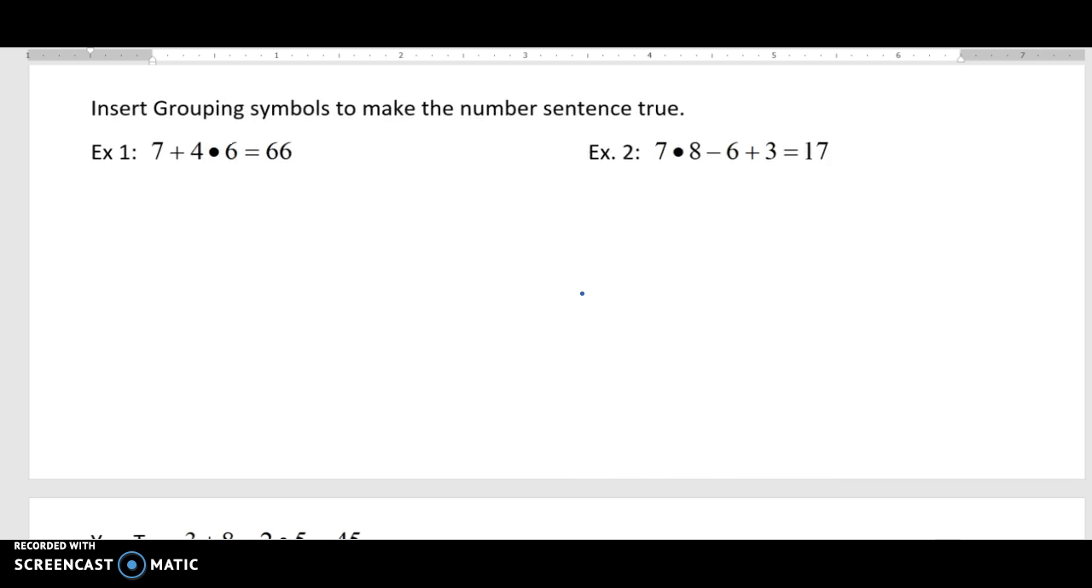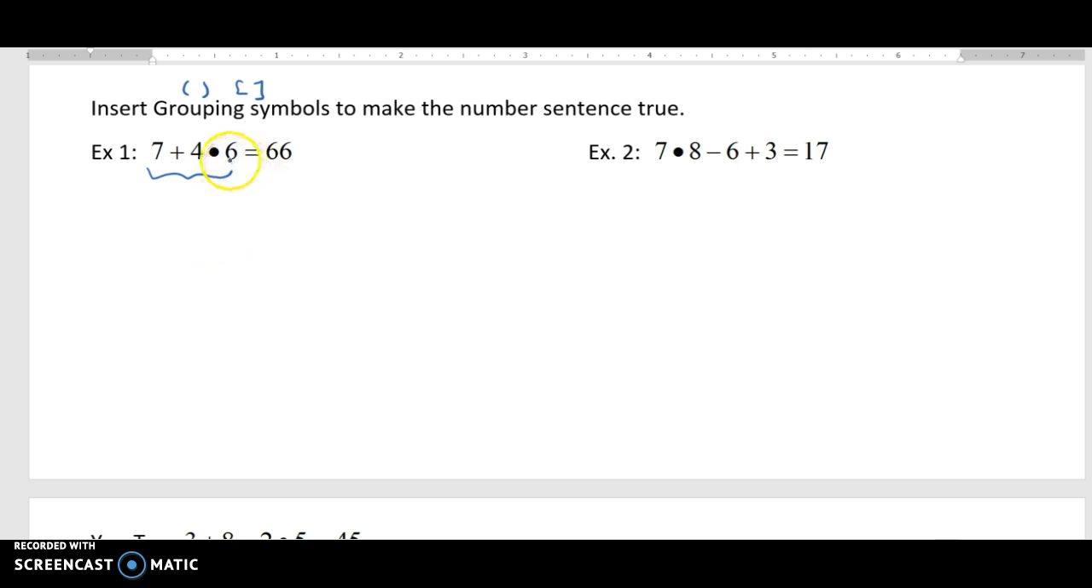Now the next one. Insert grouping symbols to make the number sentence true. These are pretty easy expressions. That was nice to you, right? But it's important to understand how to use the grouping symbols, such as when we say grouping symbols, we mean round parentheses, brackets, so on. So where could we put them so that the left side would equal 66?